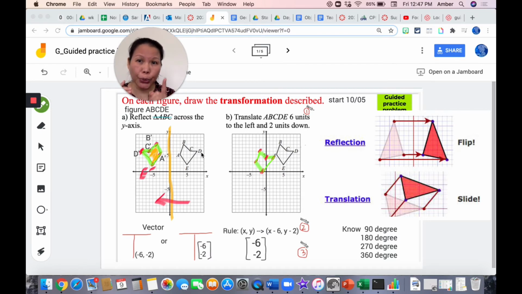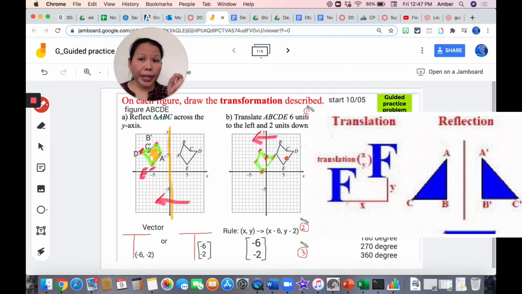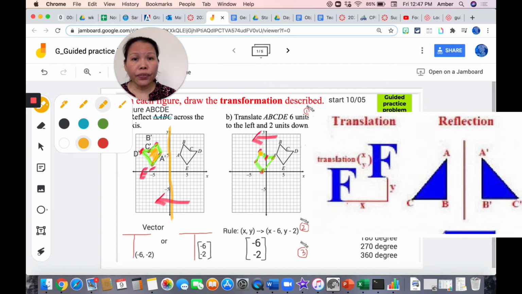Remember, congruent figures. The pre-image, arrow over to the image. And remember, if you can, color the image, and that way it's slightly different than the pre-image.